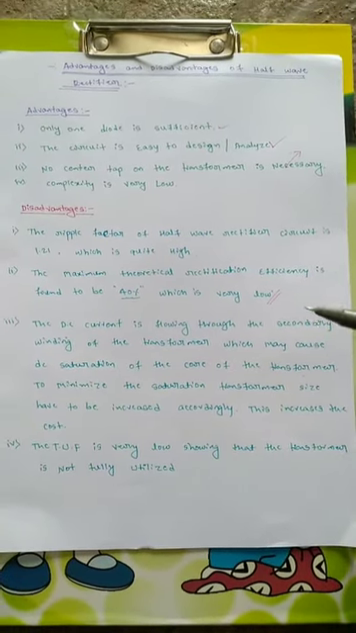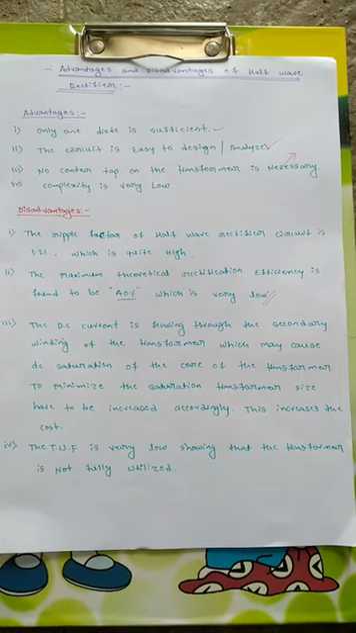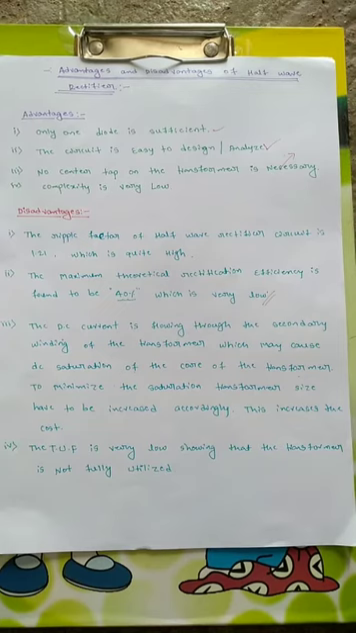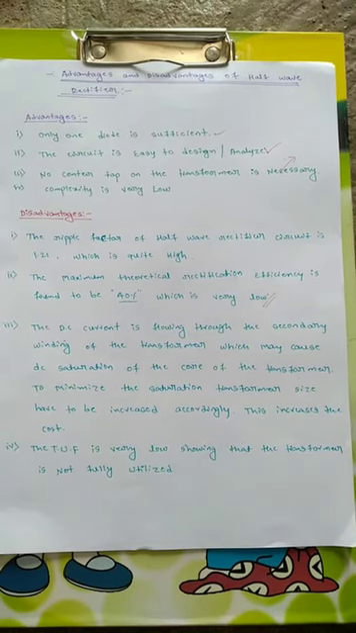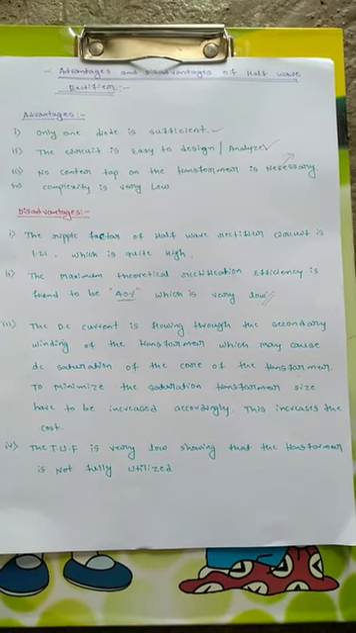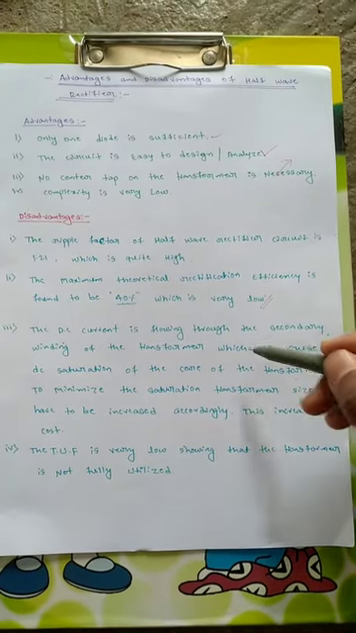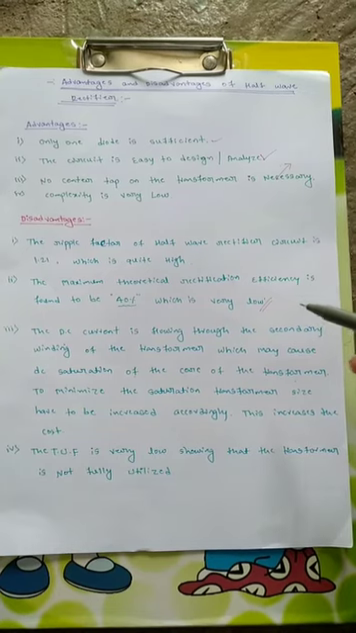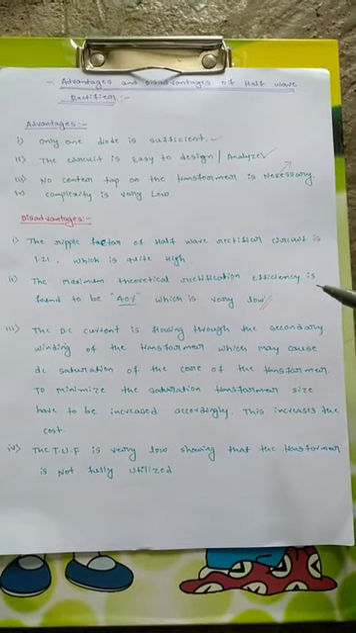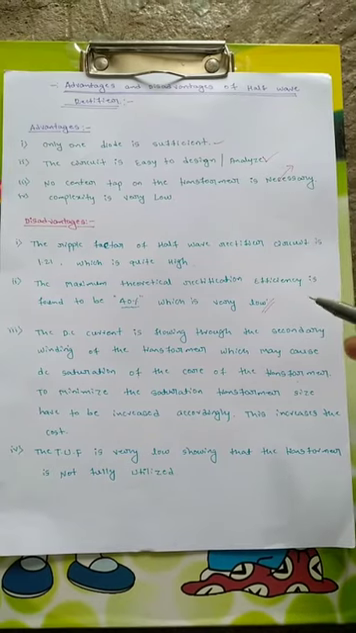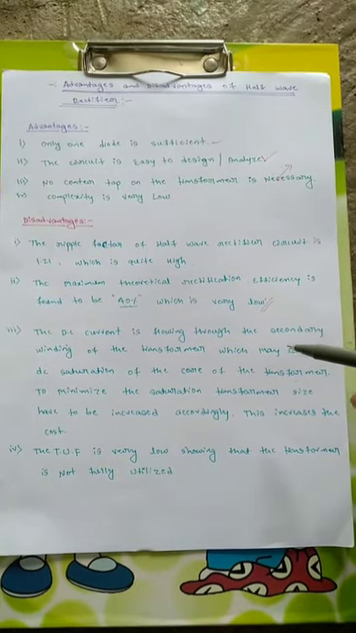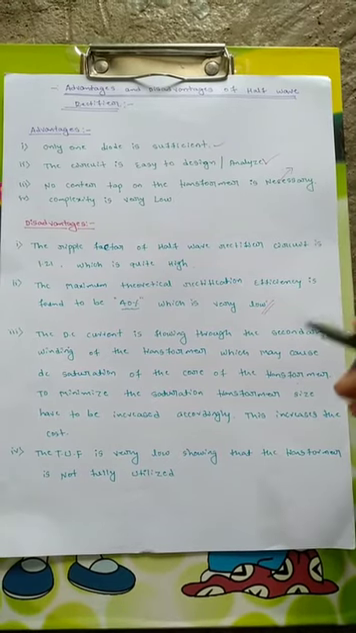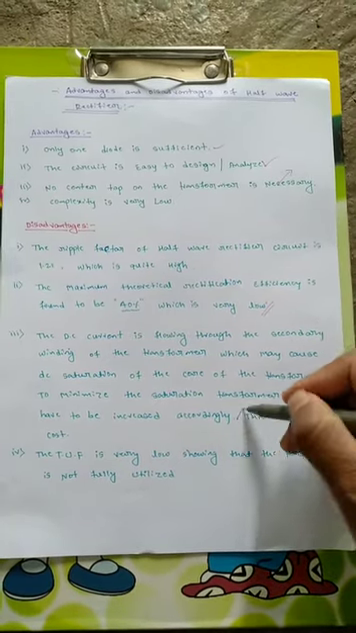The third point is that DC current flows through the secondary winding of the transformer, which may cause DC saturation of the core of the transformer. To minimize the saturation, the transformer size has to be increased accordingly. This increases the cost. So the problem of DC saturation, that is transformer saturation, happens here. To avoid that, the size of the transformer should be big, and this will increase the cost of the overall circuit.